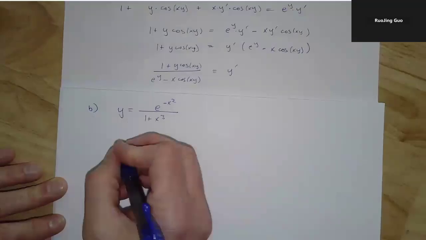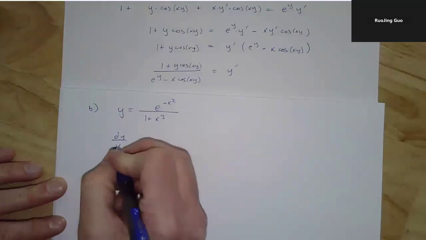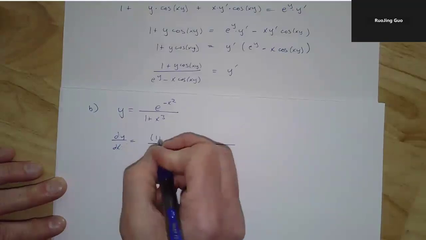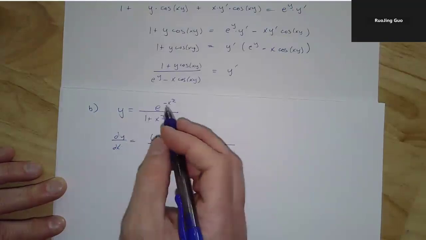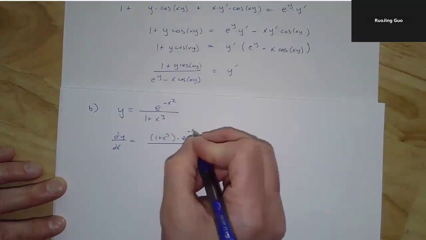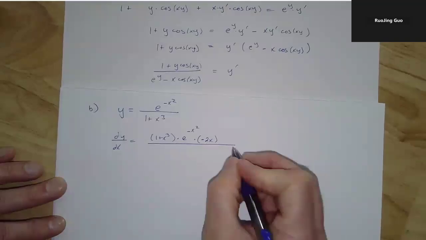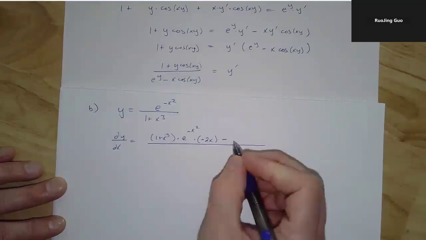All right, let's find our dy dx here. So here we have y explicitly as a function of x, so we just get to take the derivative. It's going to be quotient rule, bottom times the derivative of the top. Okay, the derivative of the top is going to necessitate the chain rule. The derivative of e to the stuff is e to the stuff multiplied by the derivative of the stuff, which is negative 2x.